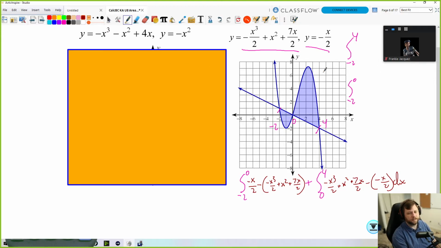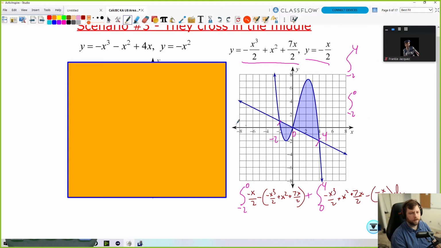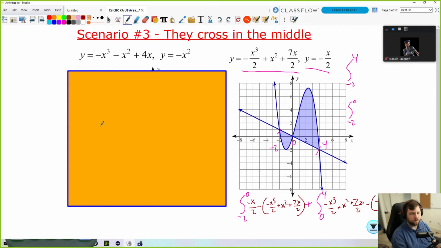So let's take this example. There's that scenario. Let's say you're just given this. You're not given the endpoints. Now we have to figure out where they cross, so I'm going to have to set those equal to each other again. Negative x cubed minus x squared plus 4x is equal to negative x squared. I'm going to add x squared to both sides. Cancel, cancel. Negative x cubed plus 4x equals 0.